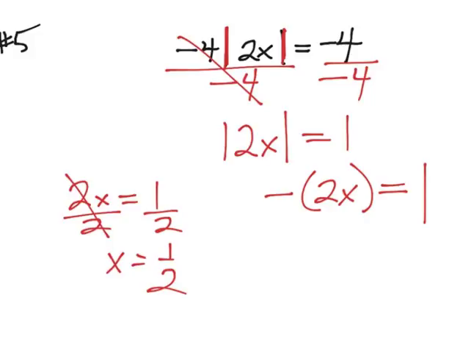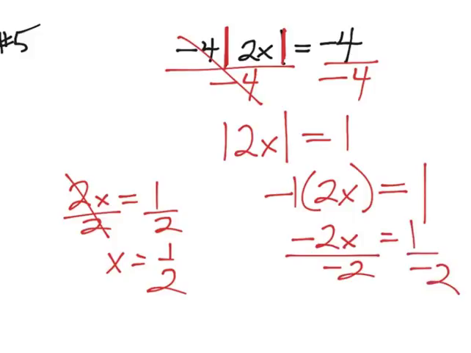What does this actually mean? This is like a negative 1, isn't it? What's negative 1 times 2x? That's negative 2x. All right. And then I divide by negative 2. And so x equals negative 1/2. Well, that was easy enough.